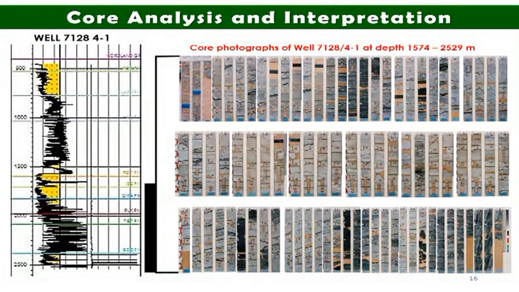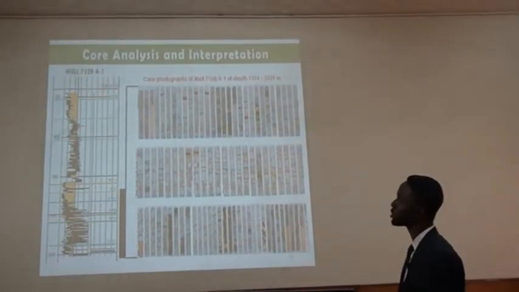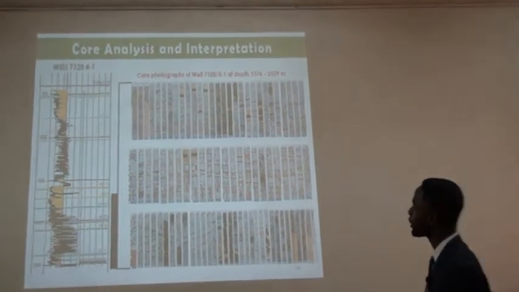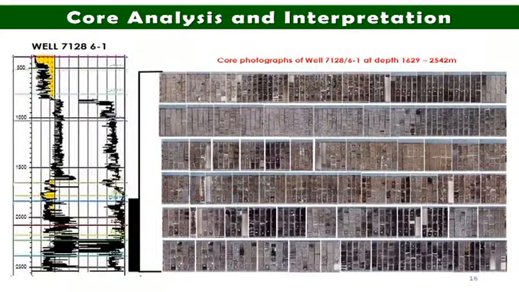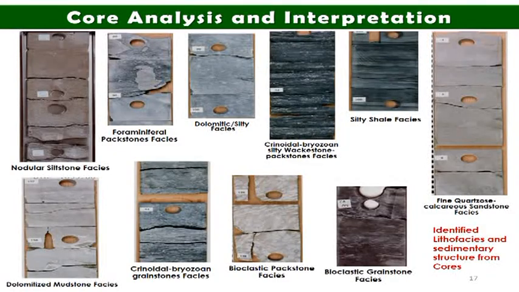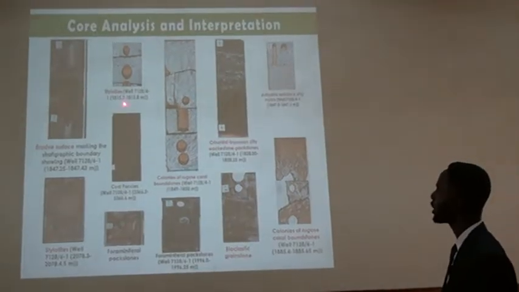Moving on to slide 16, we carried out extensive core analysis and interpretation within 2 intervals from 2 of our wells, and these are the core photos that were given. On slide 17, we see here that there are several structures that were noticed within our core during our core analysis. We found stylolites, some anhydrite nodules within a CO3 matrix.